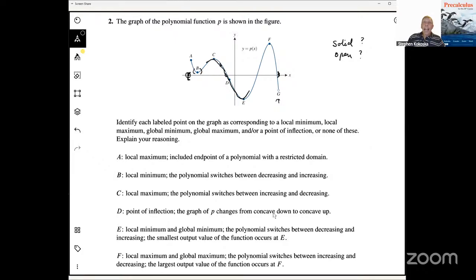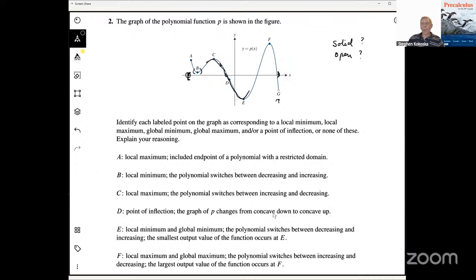Cool. F has two names. It's a local maximum. The polynomial switches from increasing to decreasing. It's also the global maximum. The y value at F is the largest y value of that polynomial over its restricted domain. Although you can't see it on my screen, it is there.